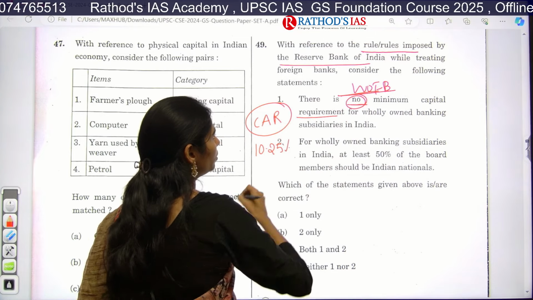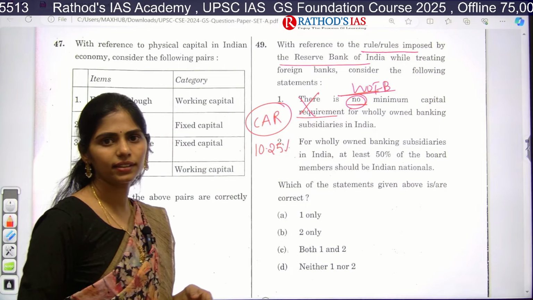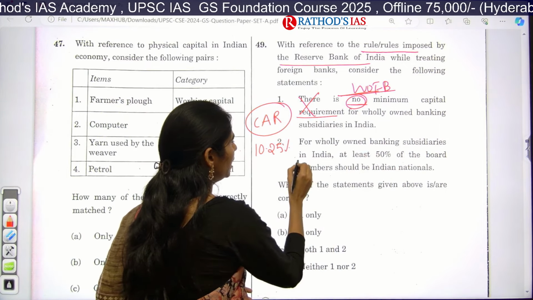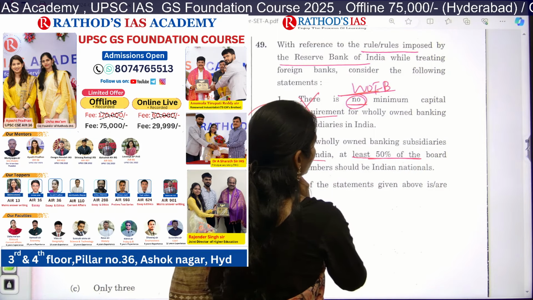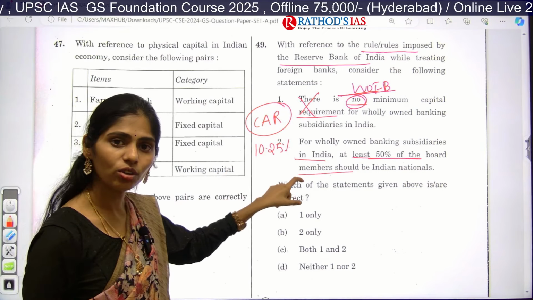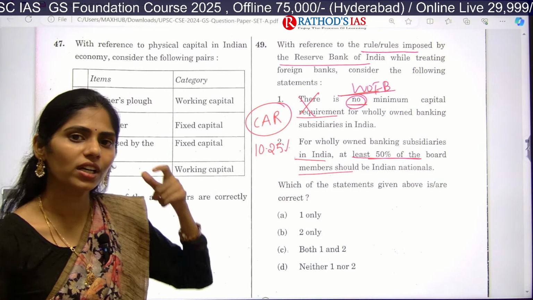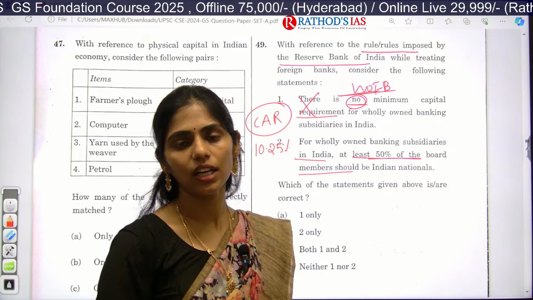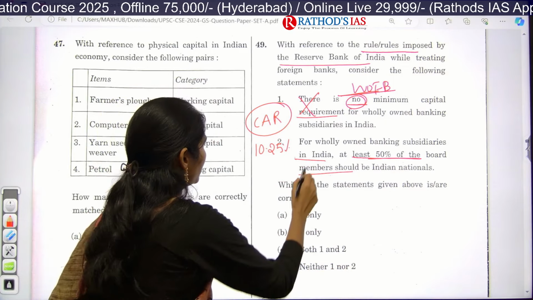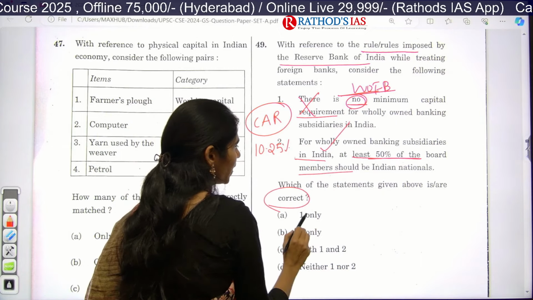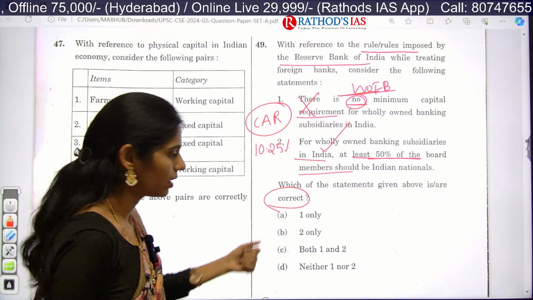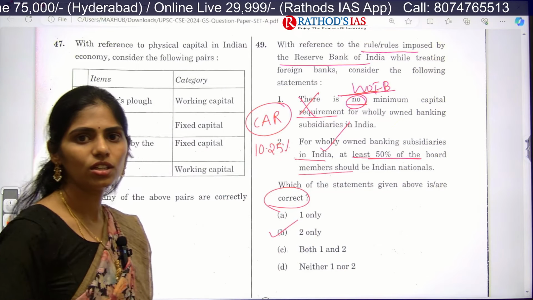How will it be? No. So this statement is incorrect. And the next one is: for wholly owned banking subsidiaries in India, at least 50% of board members should be Indian nationals. Yes, according to RBI rules, for wholly owned foreign banks in India, at least 50% of board members should be Indians. So this is correct. So how many statements are correct, and which one? Only one statement is correct, that too the second statement. So the correct option is B, 2 only.